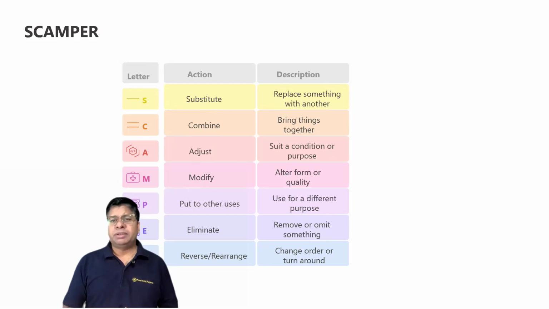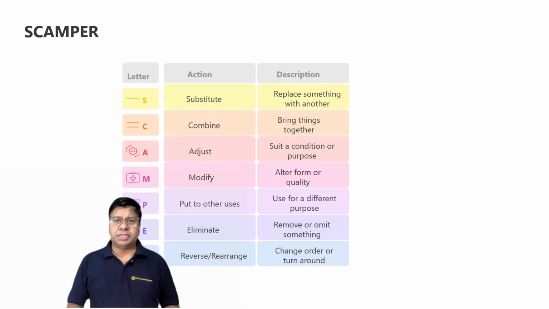M represents modify. What can you change? Can you make it bigger, smaller, faster, cheaper, more valuable? Like Instagram Stories, think about this. A modification of Snapchat's original idea, and it thrived in the market.